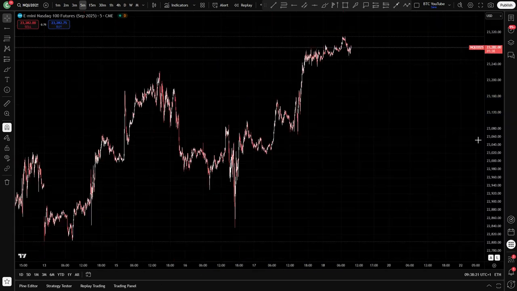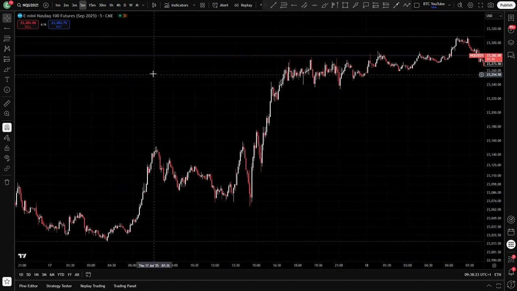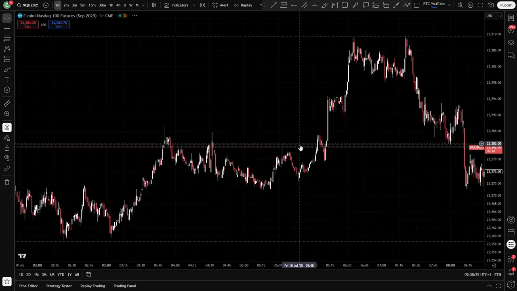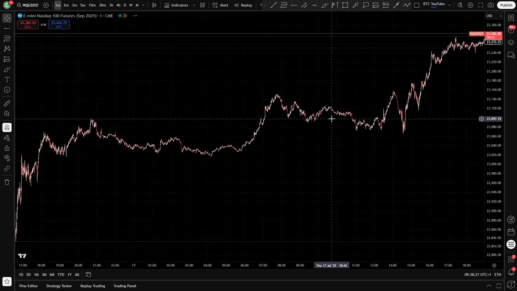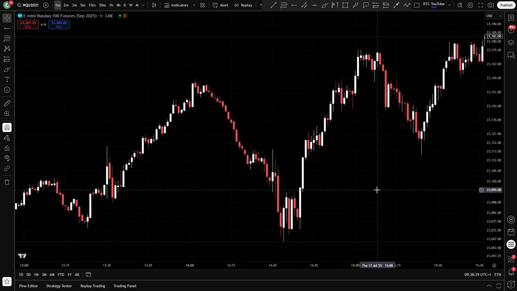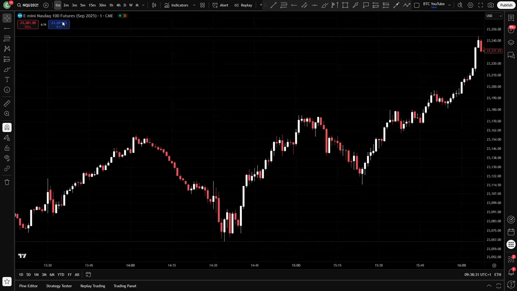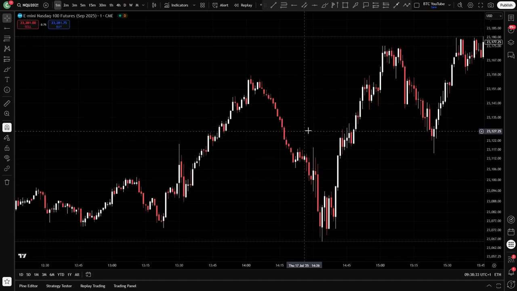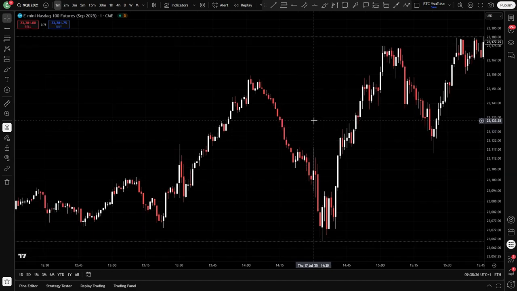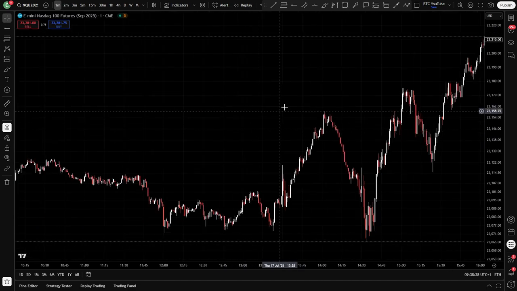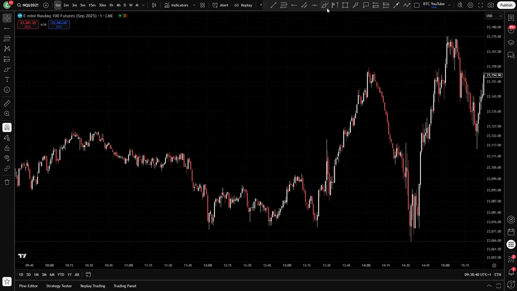Took a trade yesterday on NQ. Let's take a look at it. Very interesting trade this was. I actually took this on the 30-second. Unfortunately, I don't have the 30-second on TradingView because I'm not paying £50 a month just to have the 30-second time frame. But this was a really nice trade.